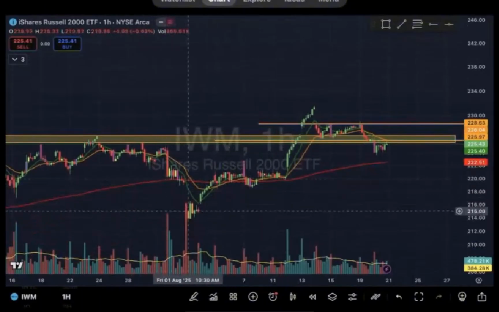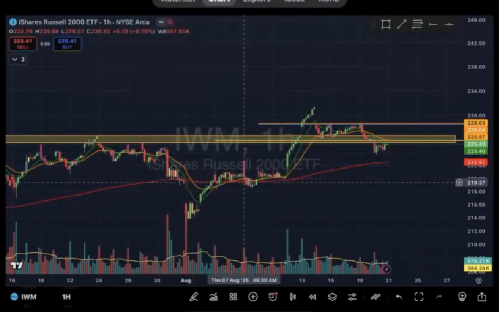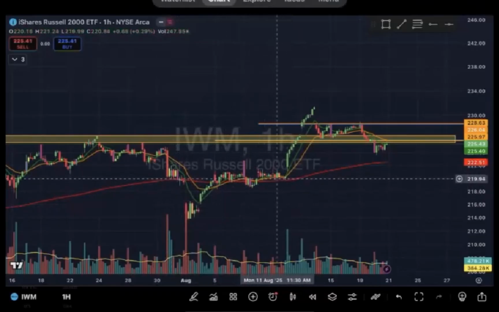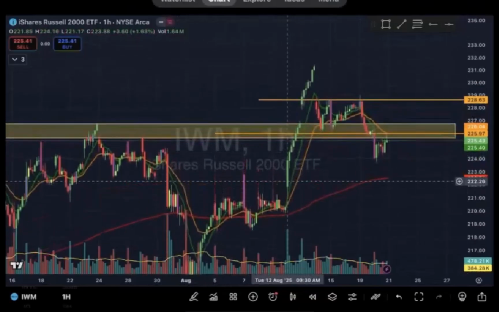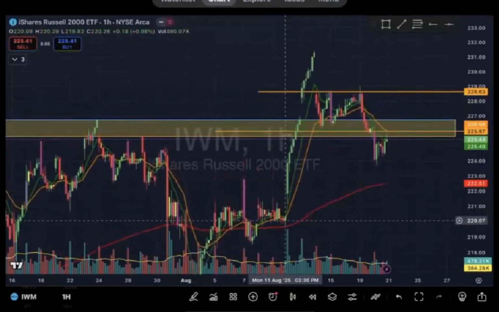Inverted head and shoulders, head, left shoulder, right shoulder, or a cup and handle, a whole lot of consolidation sitting on top of the 1 hour 200 EMA. And look what it gives. Hammer candle. IWM called, boy, what the fuck? I missed this. I was pissed.